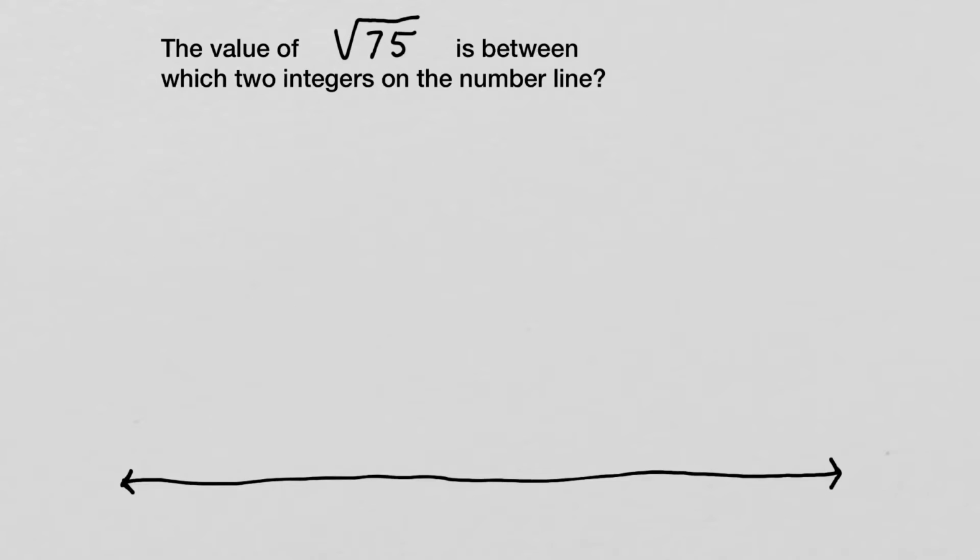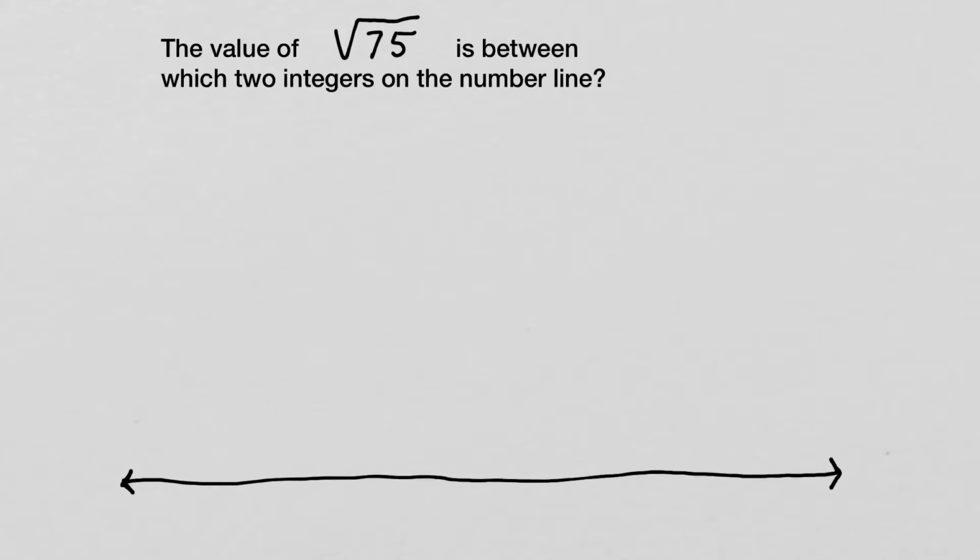Your end-of-year exam is going to have a lot of questions that won't let you use your calculator, and this is an example of one of them. So let's prepare on how to solve it. We're required to find the value of the square root of 75 and find out which two integers fall between that number.